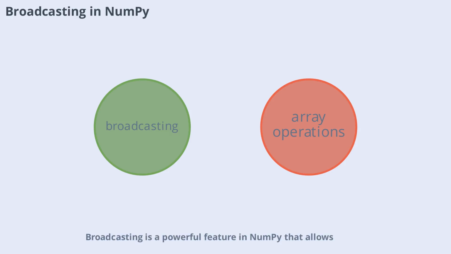Broadcasting is a powerful feature in NumPy that allows you to perform operations on arrays of different shapes. NumPy automatically expands the smaller array to match the shape of the larger one, making calculations more flexible and efficient. This is especially helpful when working with datasets of varying sizes.